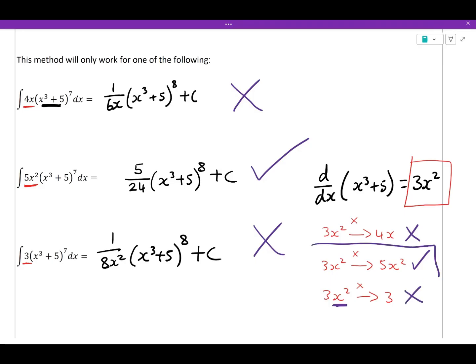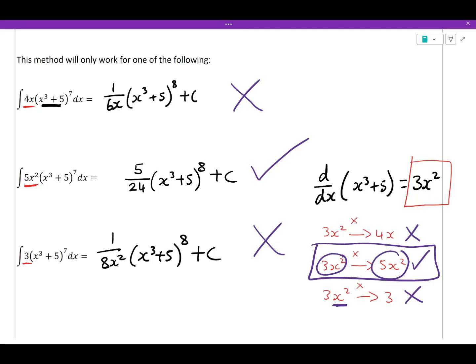So the check you're doing is comparing this value to this one and asking yourself, are they numerical multiples of each other? Do I need to multiply by just a numerical value? If the answer is yes, then you can use the reverse chain rule. If the answer is no, so you have to multiply by something involving your variable x, then you cannot use the reverse chain rule. That is the quickest way of checking. And you need to make this check part of your process every single time.